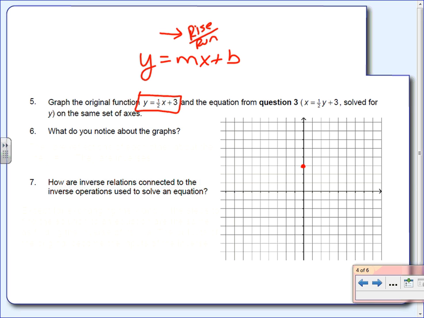What's the bottom number here? 2. So what is that telling me? That I have to run 2. So I'm going to go up 1, 2 to the right. So let's go ahead and do that. On my y-intercept, I'm going to go up 1, 2 to the right.